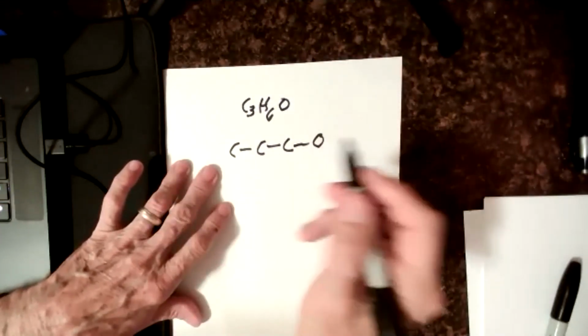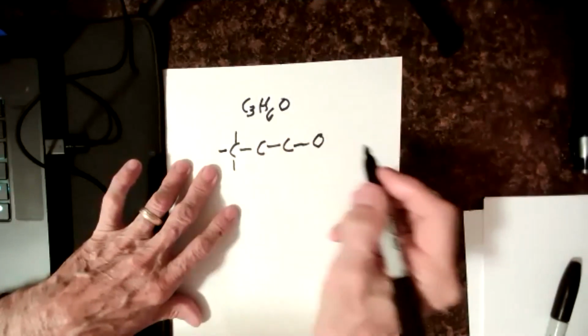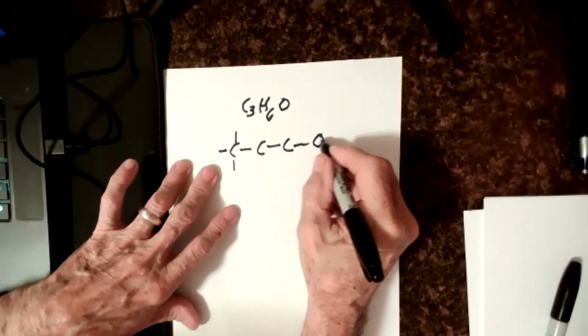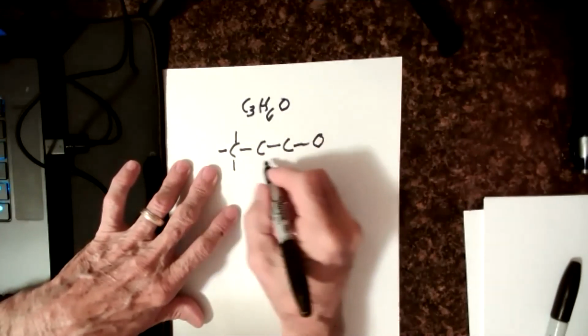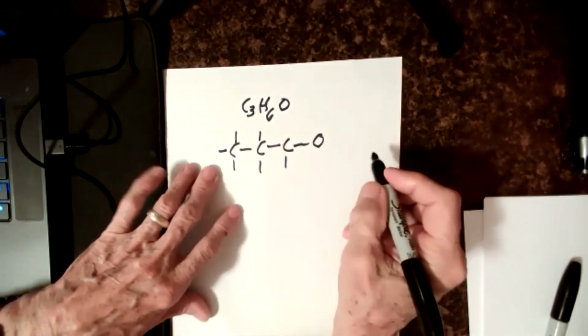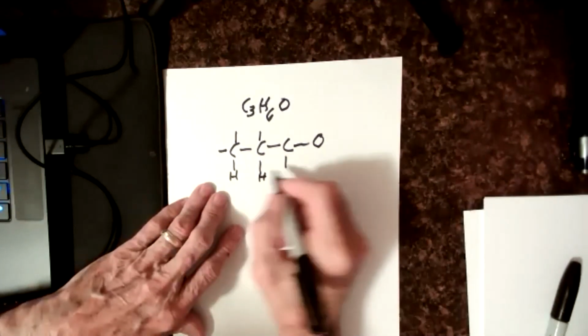Now I've got 6 hydrogens to go in. Let's see, if I put 3 of them here, and I'm going to need 1 of them here. Well, maybe not. Let's go and just do it this way. I got 1, 2, 3, 4, 5, 6. Let's see if I can get a structure to work there. So I put hydrogens on each one of these.